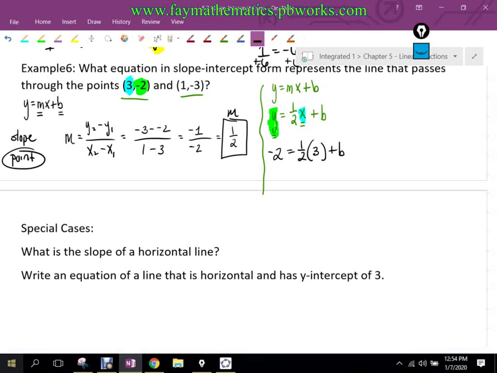So everything we've done in the past, there's been a reason for it, and it's to develop a skill so that we can apply it at this juncture in the course. So I get -1/2. I'm gonna multiply these together, and I get 3/2 plus b. Subtract 3/2 from both sides, so it'd be -2 minus 3/2 is equal to b.